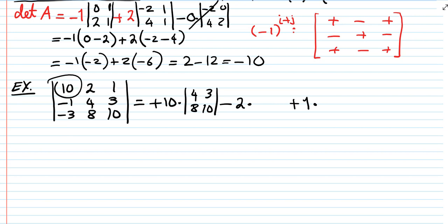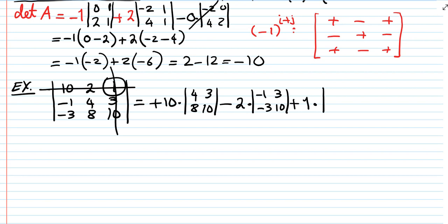Done with this one. Let's look at minor of 2. Delete the row, delete the column. That's a determinant of -1, 3, -3, 10. Done with that one. And finally, minor of 1 in the first row, third column. Delete the first row, third column. The remaining elements: -1, 4, -3, 8. So we just have to find that 2 by 2 determinant.